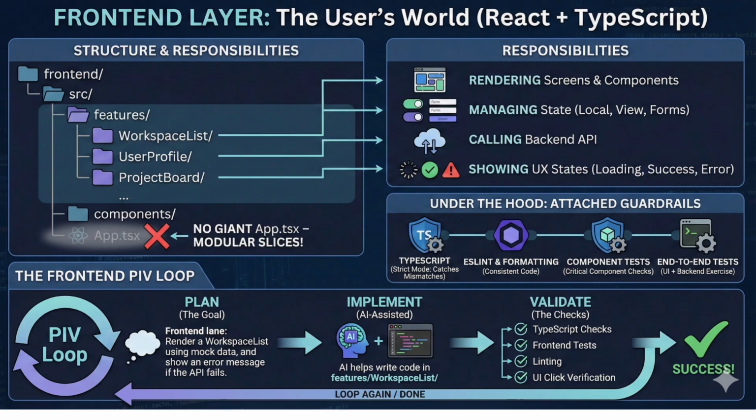When you run a front-end PIV loop, plan might sound like: front-end lane, render a workspace list using mock data, and show an error message if the API fails. You implement that with AI, but in validate, you rely on TypeScript checks, front-end tests, linting, and an actual click in the UI. So even on the front end, the PIV loop is backed by the same 5 guardrails.